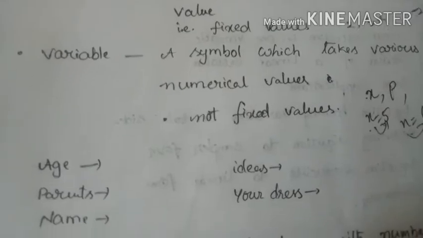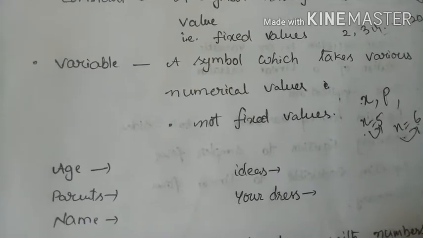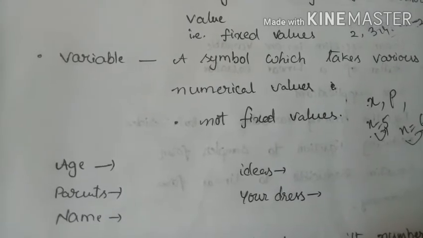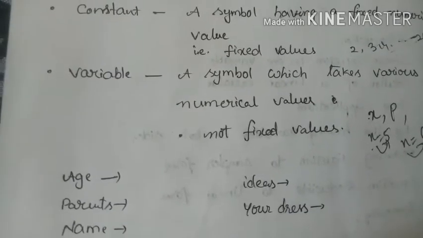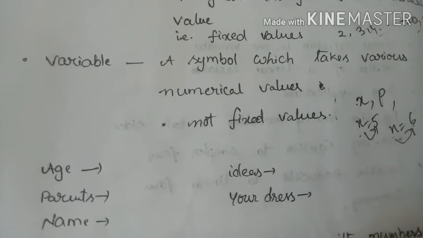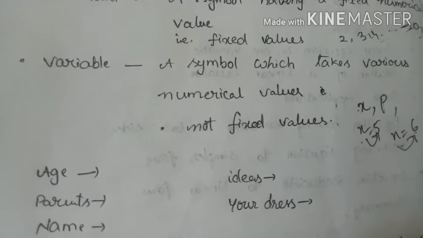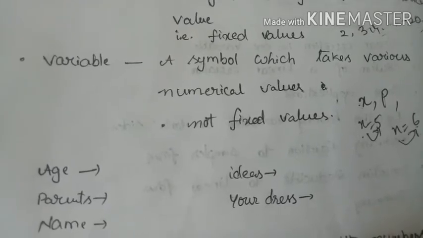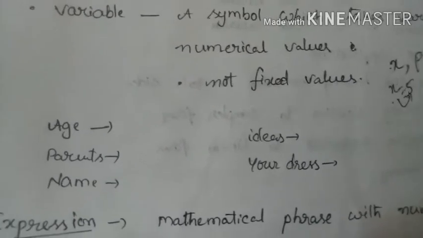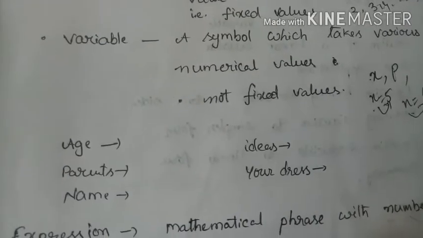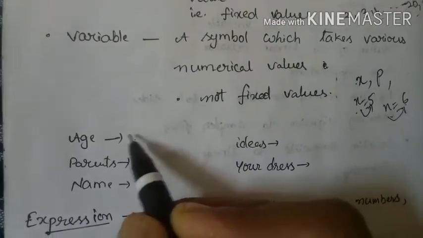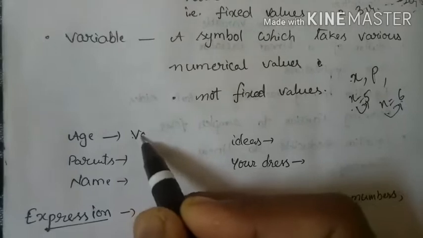Now tell me some more examples of constants and variables in your daily life. So age. Does age come under variable or constant? Constant means it is fixed. Variable means not fixed; that means it will be changed. So age, is it fixed or not? It is not fixed, because year by year it will increase. So this is not a fixed value. That means it is a variable.